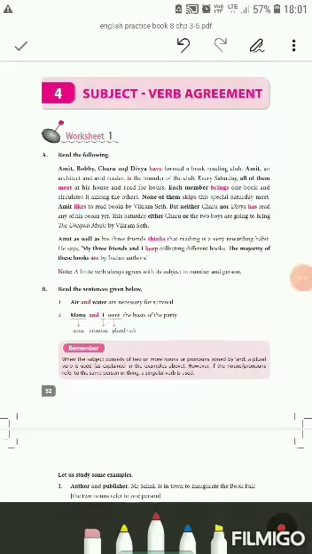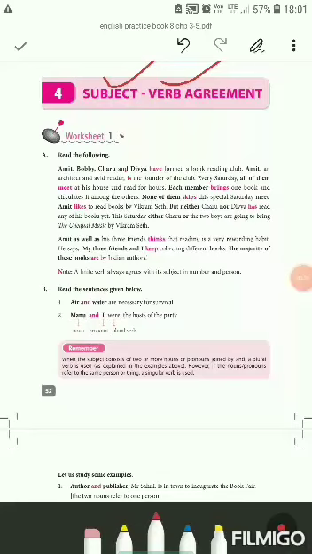Today we'll start our new topic of grammar, topic number 4, subject-verb agreement. Before we learn about the rules and do the worksheets, let's first understand what subject-verb agreement actually is. It is the agreement between subject and verb, meaning the correct use of verb according to the subject. When our subject is singular, we use a singular verb, and when our subject is plural, we use a plural verb.